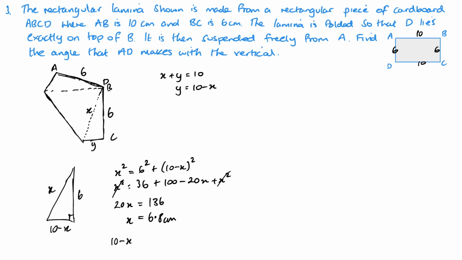Also, if I look at my 10 minus x, that side now is going to be 3.2 centimeters. So I can pop those values onto my diagram now, can't I? So let's rub out the x and y values. So we got, this is 3.2 and this one's 6.8, and this is 3.2 and this is 6.8. So now we've got a load of values on our diagram that should make our life a little bit easier.